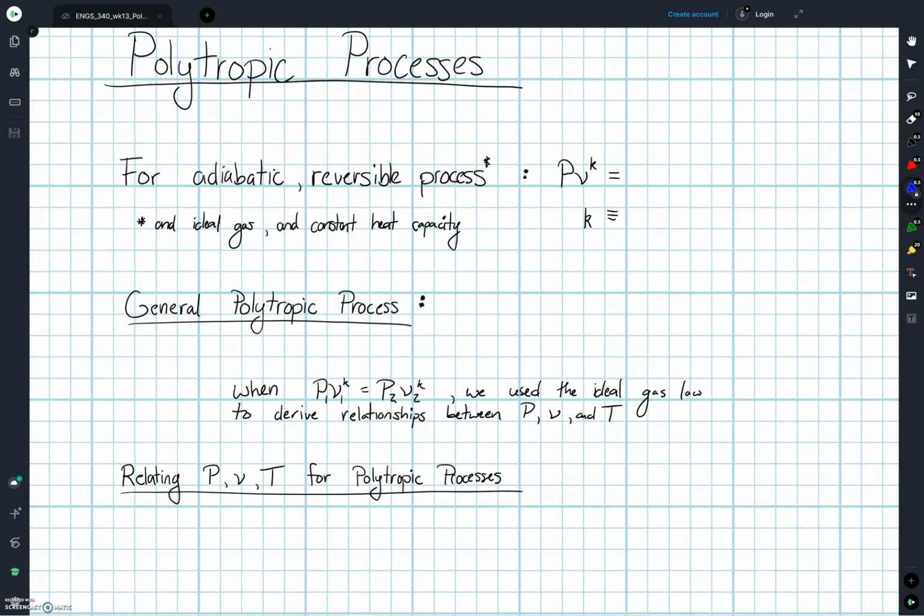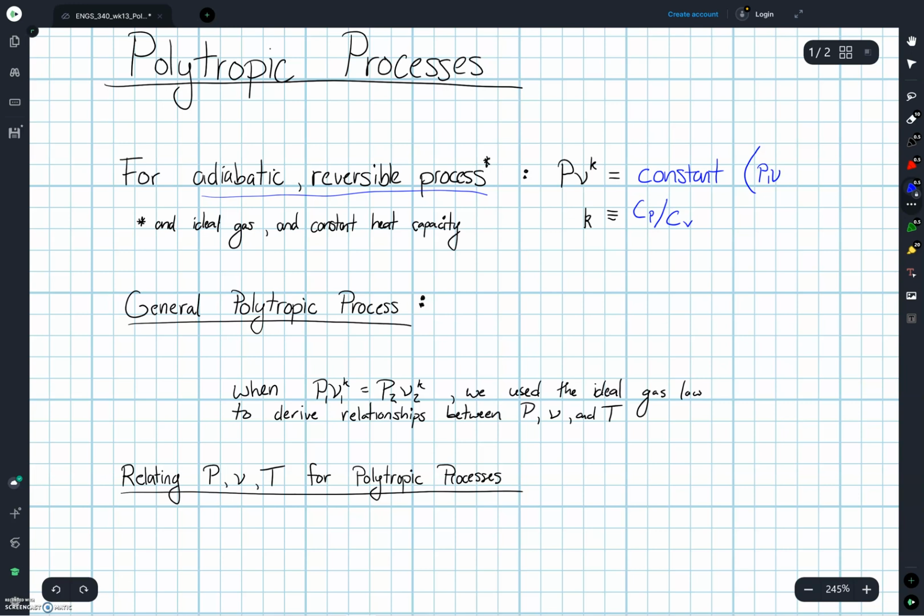What we said for an adiabatic reversible process here, we've said that the pressure times volume to the K is equal to a constant, right? Where K, if we remember, is just a constant related to the heat capacities, Cp over Cv. Another way that we've written this was P1 V1 to the K equals P2 V2 to the K power. But remember, if that equation is the case, then it must be the case that P V to the K is just a constant throughout the entire process.